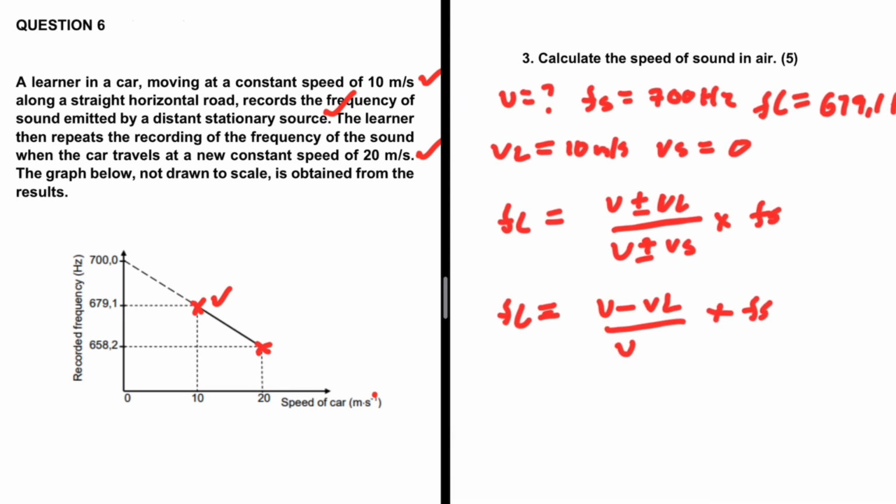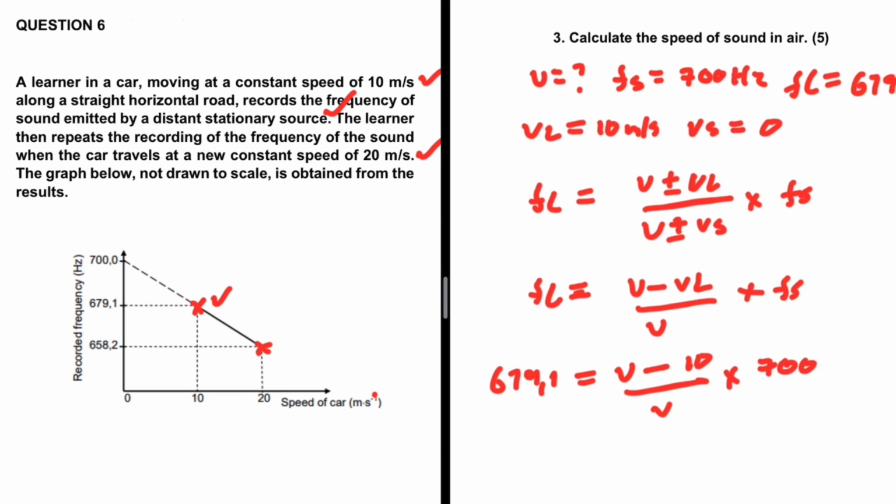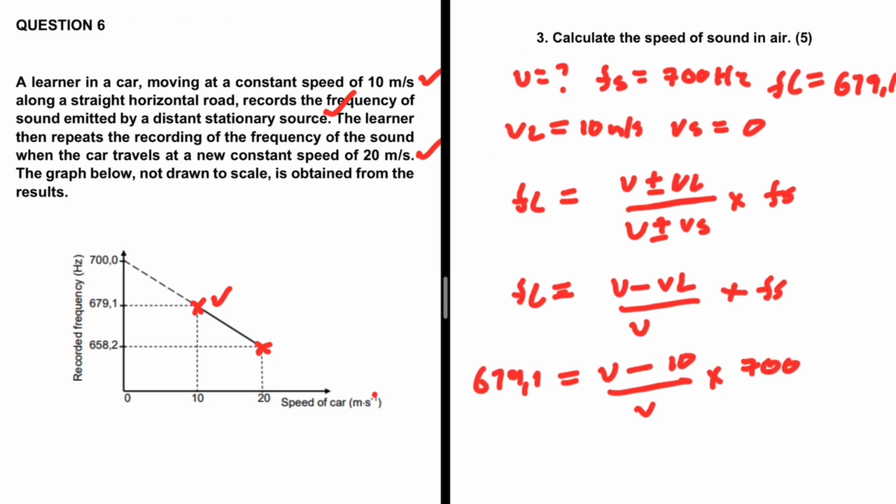We can go ahead and substitute now. FL, the frequency observed, we have 679.1 being equal to the speed of sound in air, so that is V, minus the velocity of the listener, 10 meters per second. Everything divided by V, multiplied by the frequency emitted. So there we go. We have solved the physics equation, right? Now we're just solving for V. It now becomes a mathematical problem.